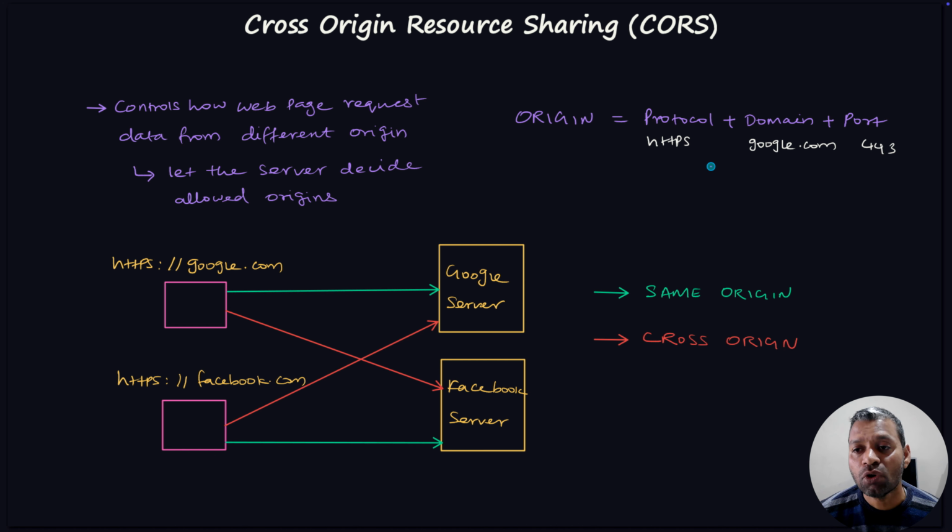In a normal URL, you'll have this, and along with this, you'll also have some additional paths. So the path is not part of the origin. Origin only includes the protocol, domain, and the port. Okay, now we know what an origin is. Let's move on to understand the difference between same origin request and cross-origin request.